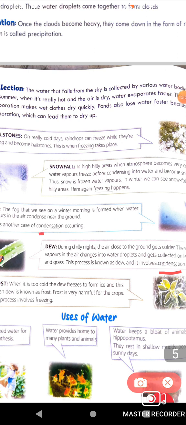Here, in dew formation and fog formation, the common process is condensation, but the difference is that in fog formation, water vapor condenses to form fog near the ground, but in dew formation, water vapor in the air changes into water droplets. A few drops of water are generally seen on the grass and leaves. So this is about fog and dew, which occur in very cold temperature.